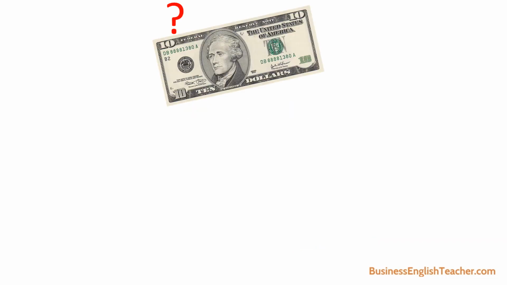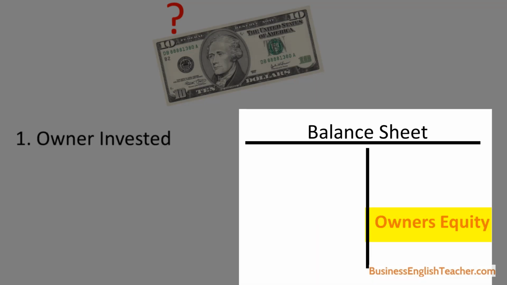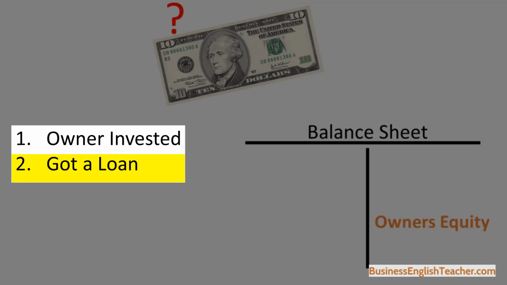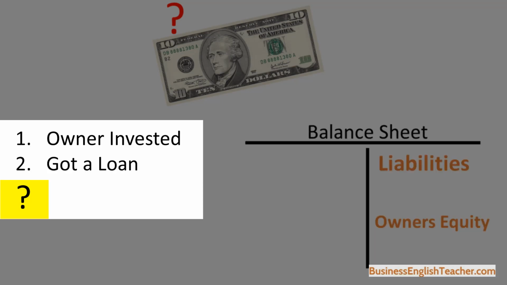Now the money can come from only two possible sources. Either the owners invested their money into the company. This is called the owner's equity. Or the company got a loan from somewhere, perhaps from a bank. This is called liabilities.